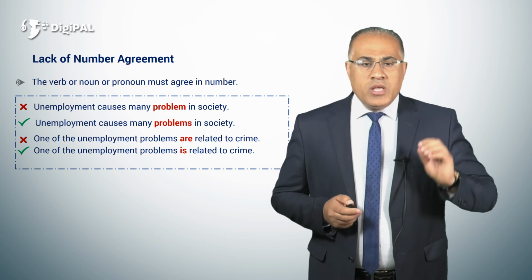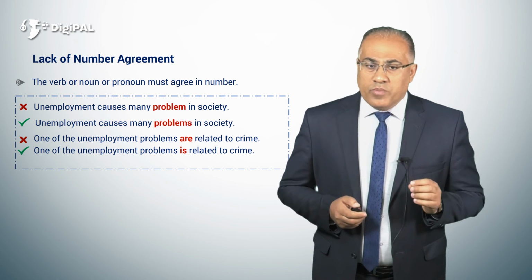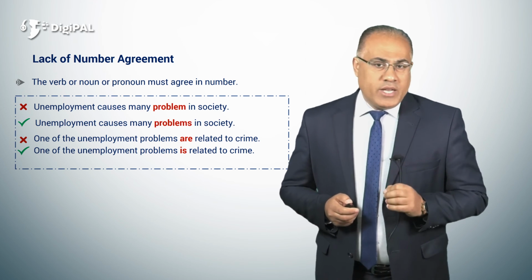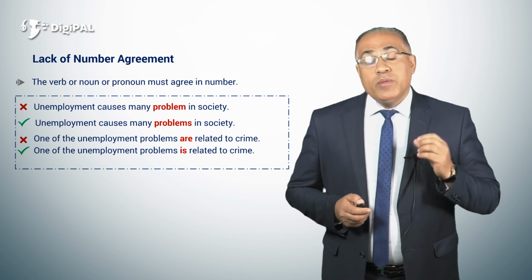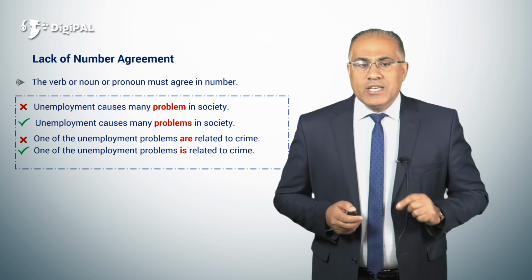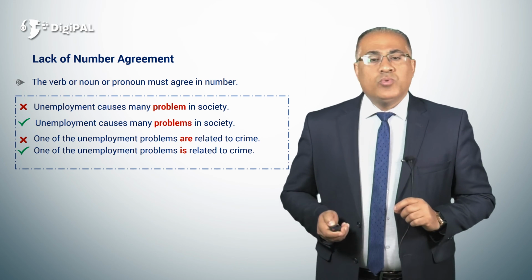Remember these examples. "Unemployment causes many problems in society." This is wrong because "many" would have to take "problems" as a plural in number. "One of the unemployment problems are related to crime." It should be correctly said: "One of the unemployment problems is related to crime."